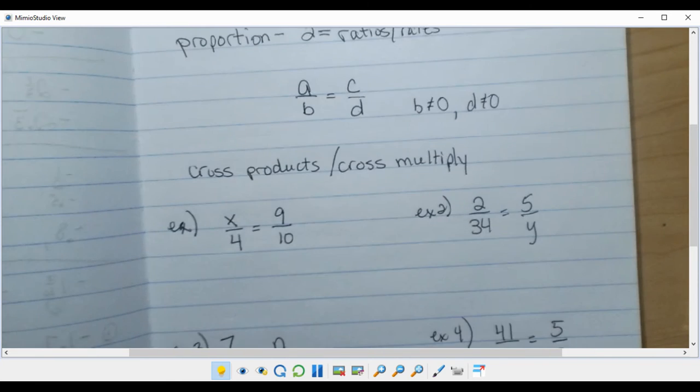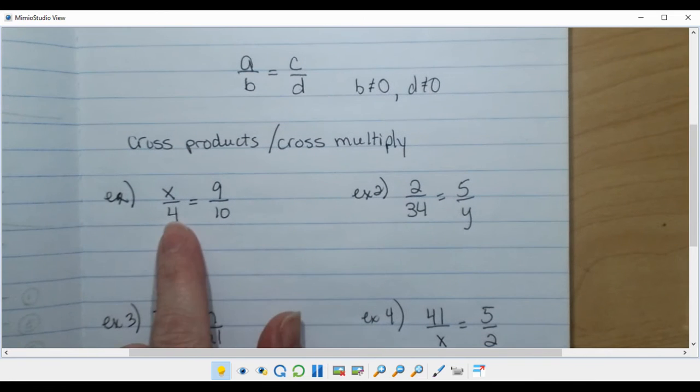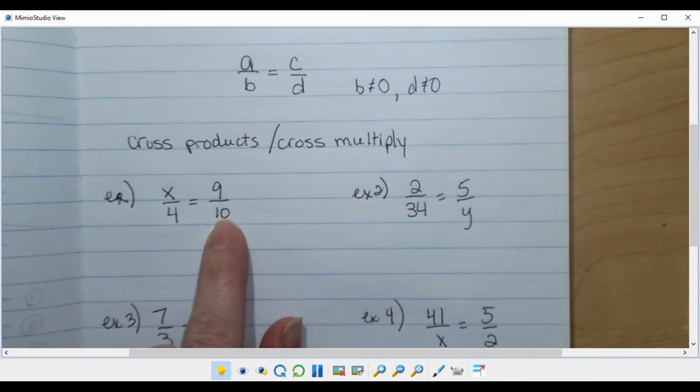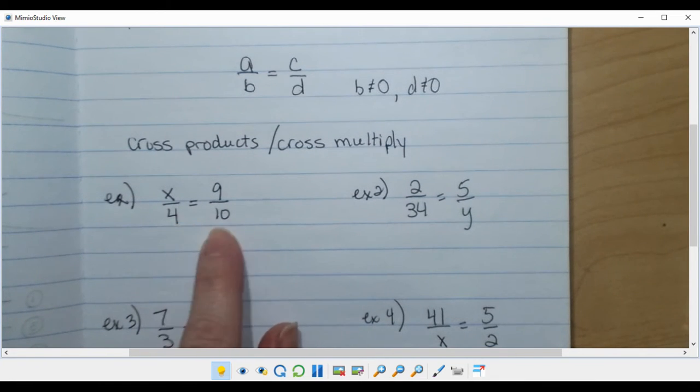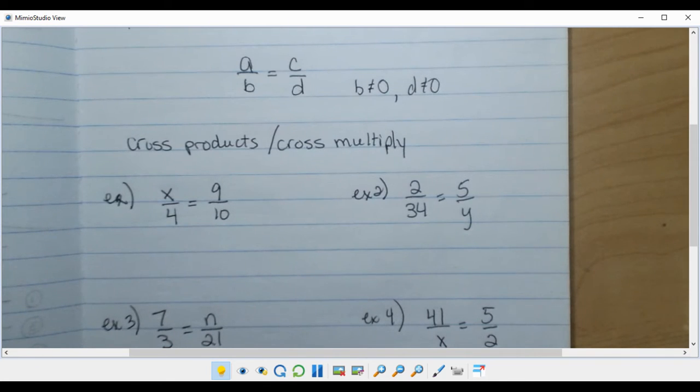My first proportion here is x over 4 equals 9 over 10. There's nothing in common. I can't do that equivalent fractions thing. So let's do some cross multiplication. We're going to work with the diagonals. And I know it's going to look like an extra step. Please do it, at least until you wrap your head around this. Take the time to write out the steps that I'm going to show you.